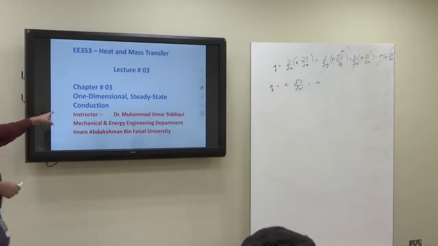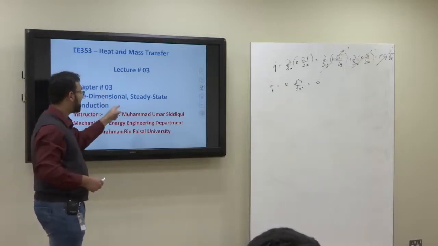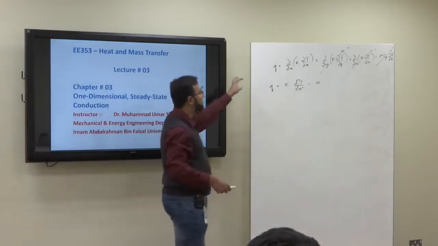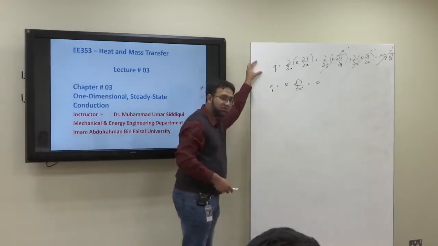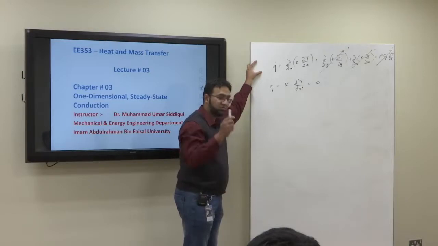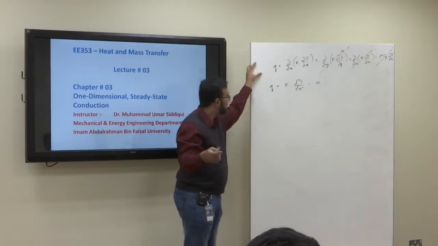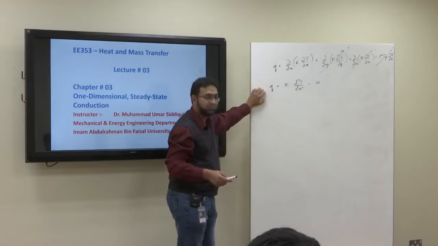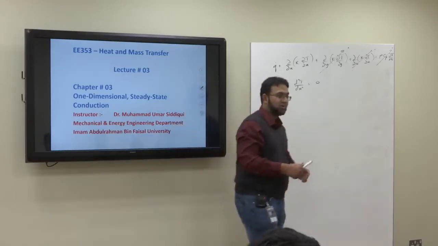This is the name of the chapter, one-dimensional steady-state conduction. That was the fundamental equation we developed in chapter number 2. This is the equation which will become the basis for chapters 3, 4, and 5. For chapter number 3, simplifying, it becomes this. Is it clear? Okay.